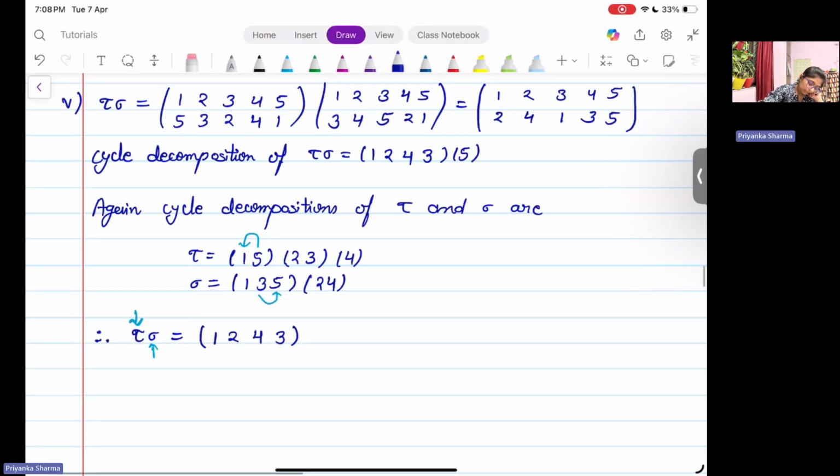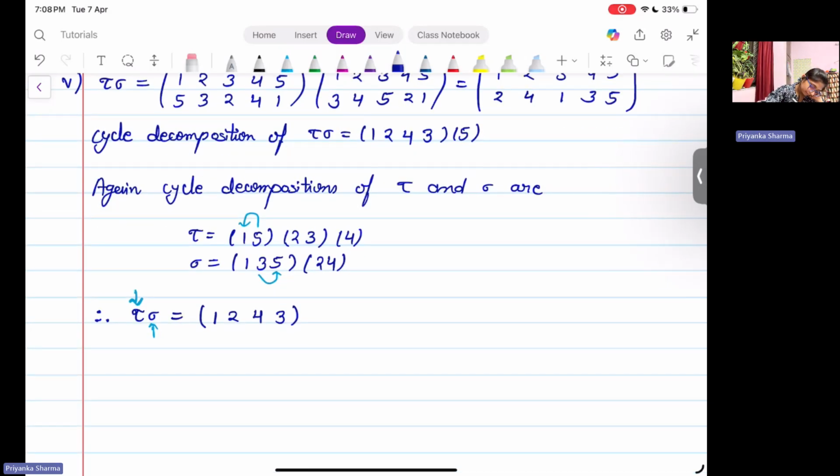So that's it. Now the remaining element is 5. 5 goes to 1 and 1 goes to 5. It means the image of 5 is 5 under the composition of tau and sigma. Okay, so this is another way to compute the cycle decomposition of the composition tau sigma.